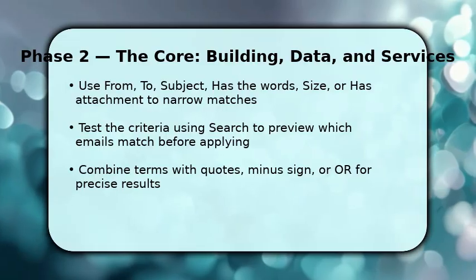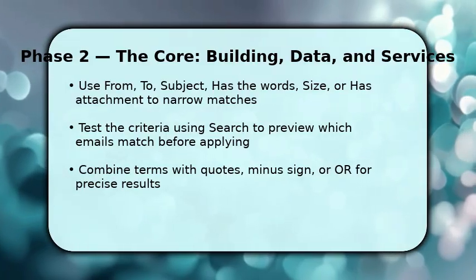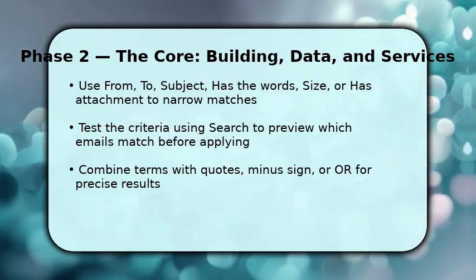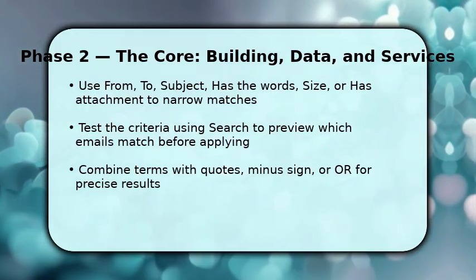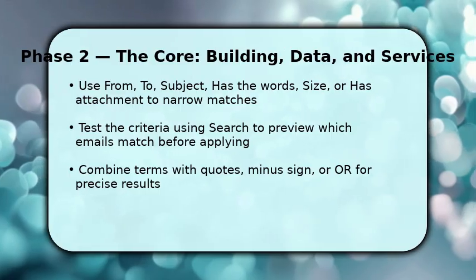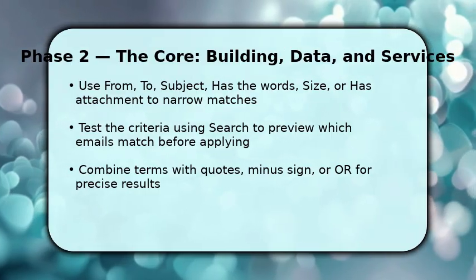Next, focus on precision. Enter the criteria that define the group you want to catch. From for senders, subject for topics, has the words for phrases, and size or has attachment when relevant. Once done, click Search to preview matches so you avoid accidental catches.